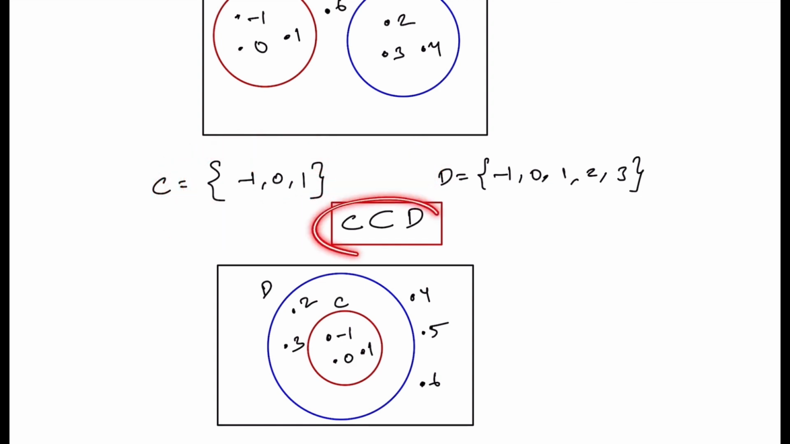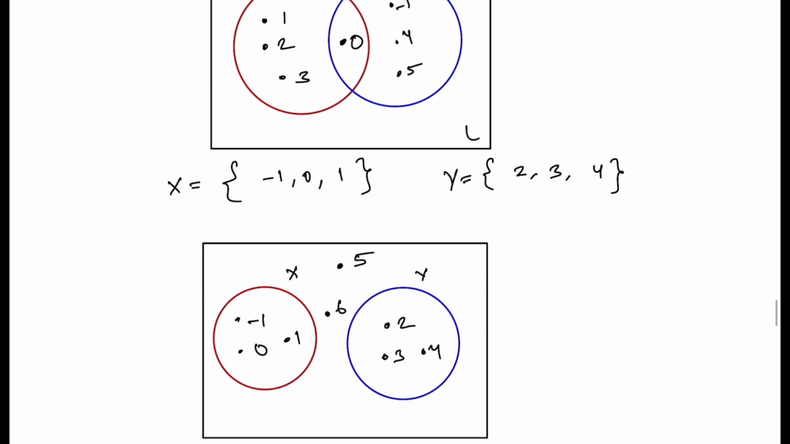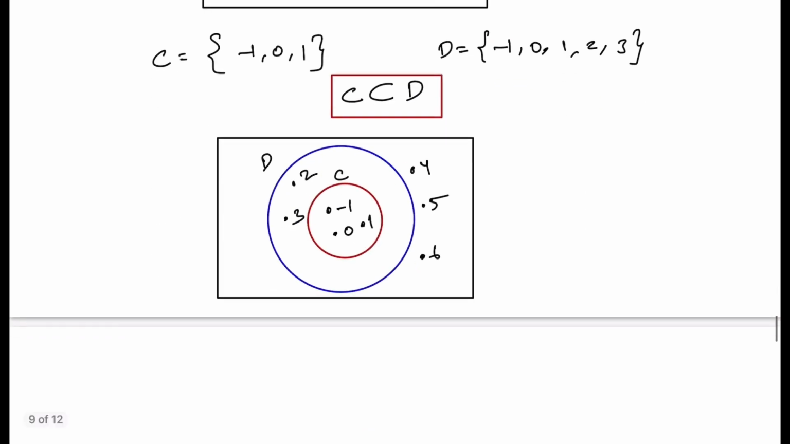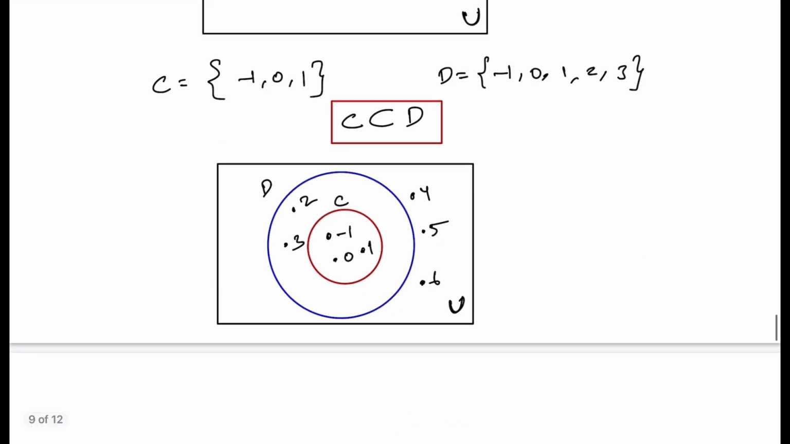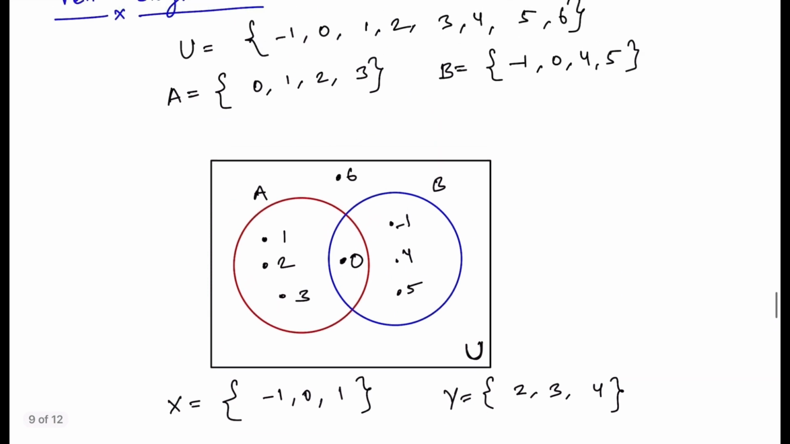That means C is the subset of D, and whenever C is a subset of D, that set will be inside of the other set. Okay, this is how we draw a Venn diagram. And sorry, I forgot to write U. This is the universal set, so write capital letter U inside the region. So this is how you draw a Venn diagram for any given pair of sets.